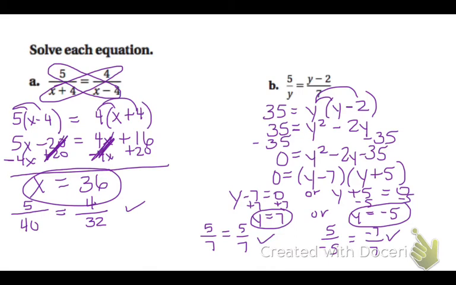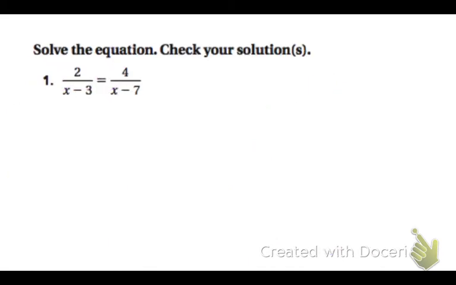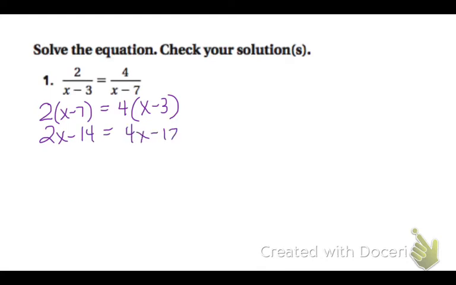We're going to maybe do 3 more examples, and then you have about 6 problems for homework that will be scheduled on the next day. Here we go. So we want to solve this equation using the cross product property. So we would take 2 times x minus 7 and make that equal to 4 times x minus 3. Distribute: 2x minus 14 equal to 4x minus 12.